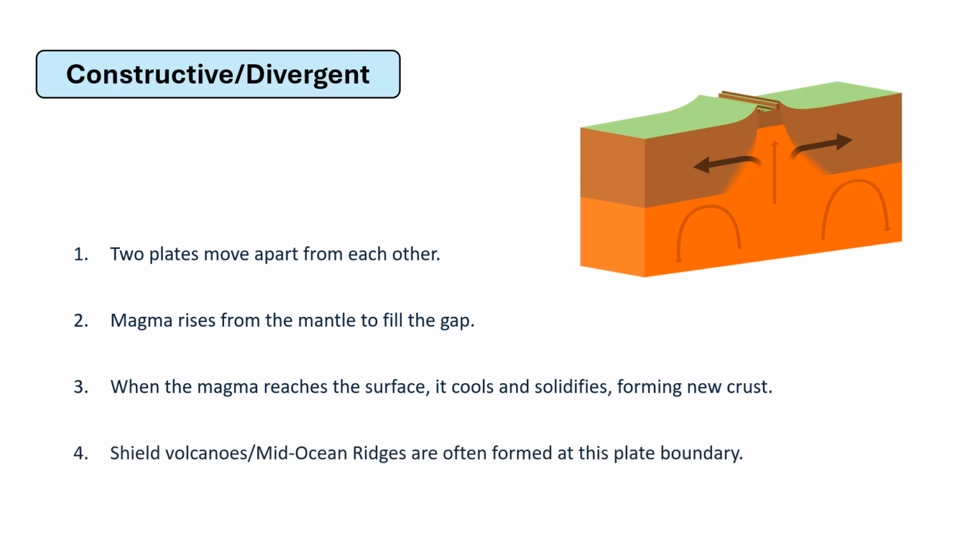And that new crust comes in the form of either shield volcanoes, but if it happens under the water, like it does in the middle of the North Atlantic, then we get mid-ocean ridges that are formed at this kind of plate boundary. Here, crust is created.